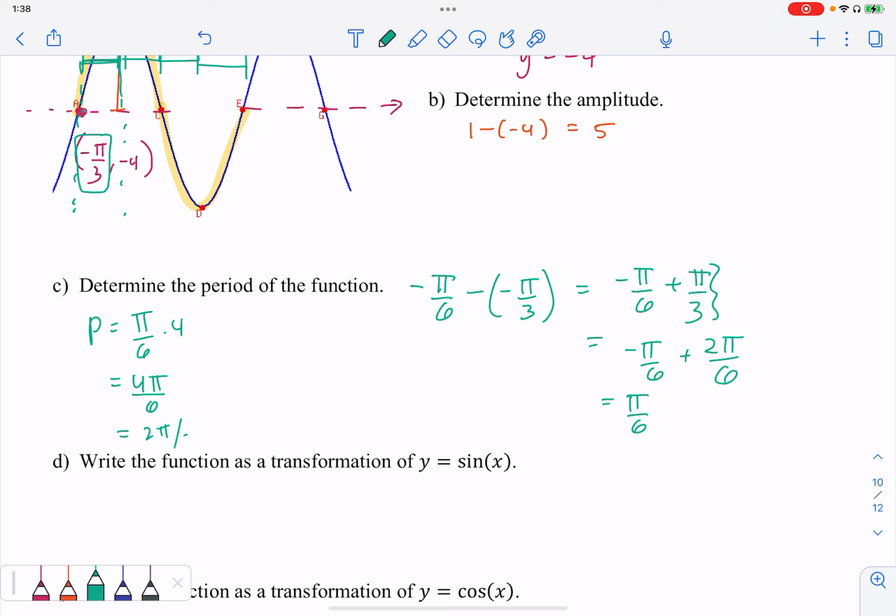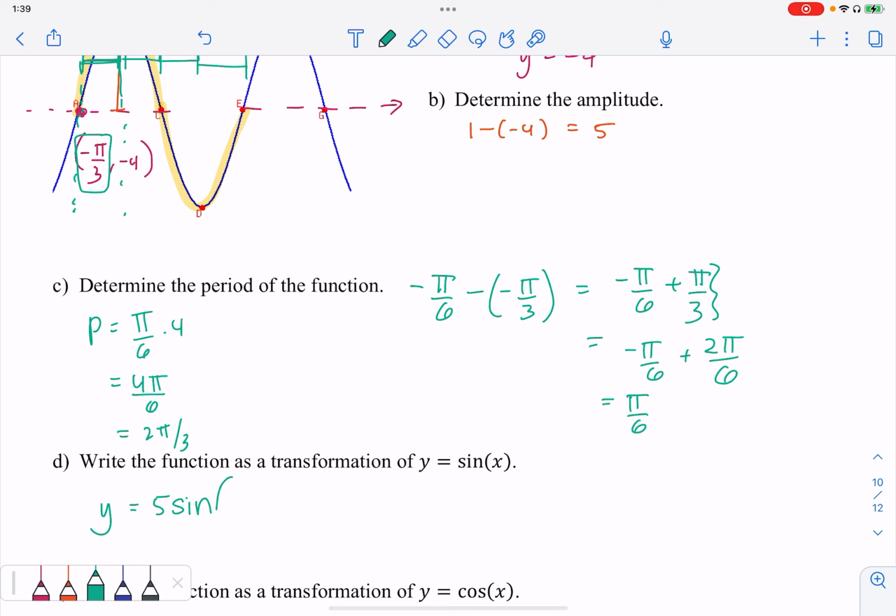Now I want to write the function as a transformation of y = sin(x). And in these cases, we're going to try to write it as the simplest version of one of these equations. So what do we get here? Well, the amplitude is 5. I'll put a 5 there. Then I have sine. Okay.